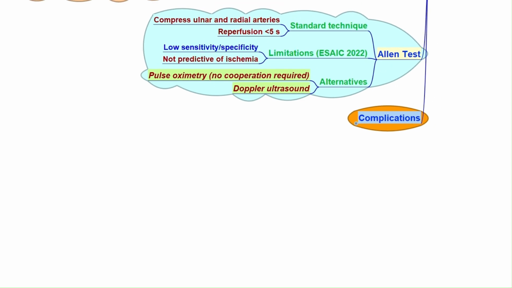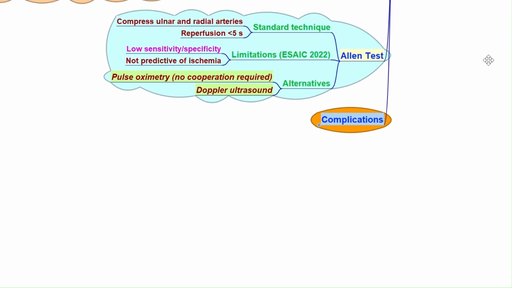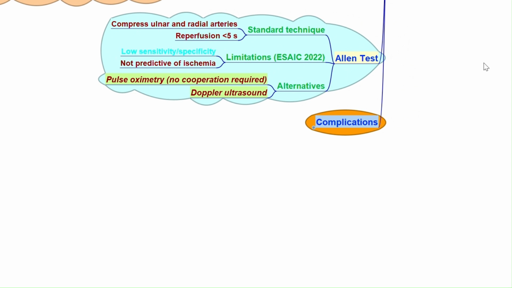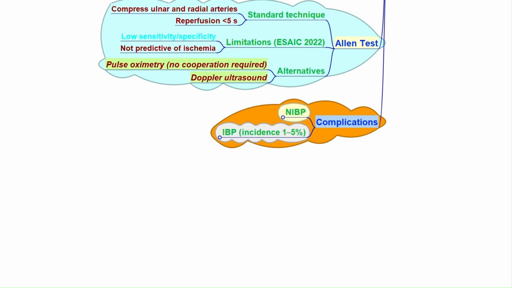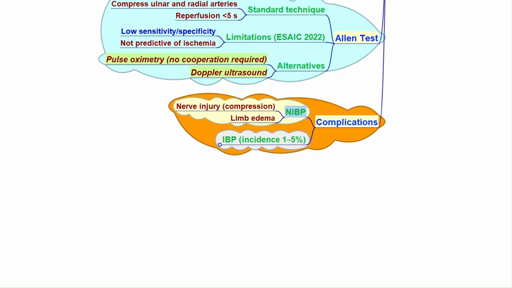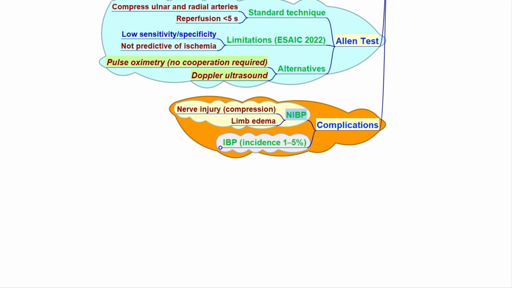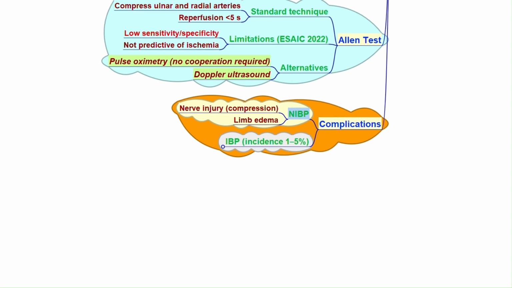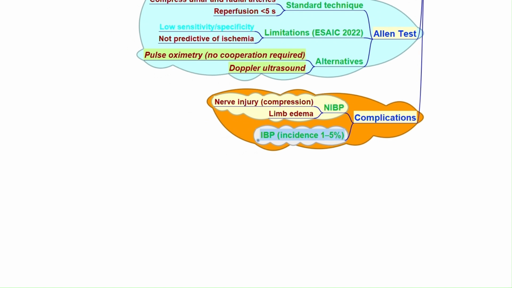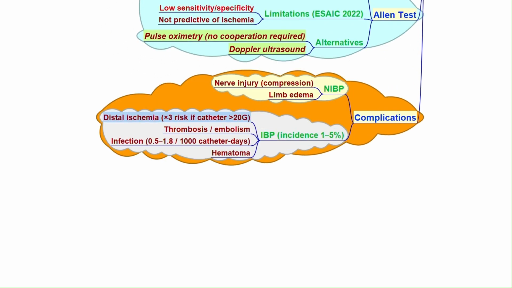Like all monitoring techniques, both non-invasive and invasive blood pressure measurement have potential complications. So for non-invasive, repeated inflations can cause nerve compression injuries. They may also produce limb edema, especially in critically ill patients. In invasive, distal ischemia is the most concerning complication. The risk is about 3 times higher when catheters larger than 20 gauge are used. Thrombosis and embolism can occur. Infections are possible. Hematoma at the puncture site is common, but usually minor and self-limited.